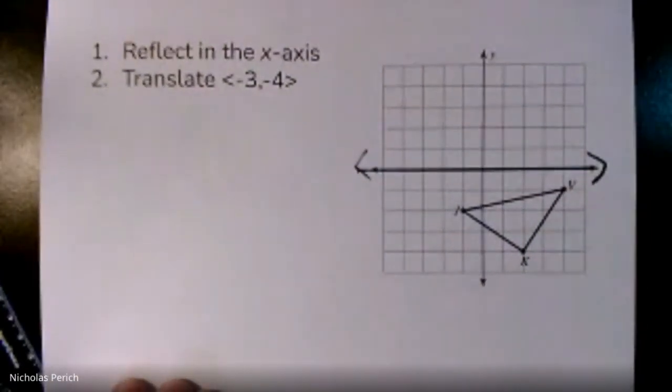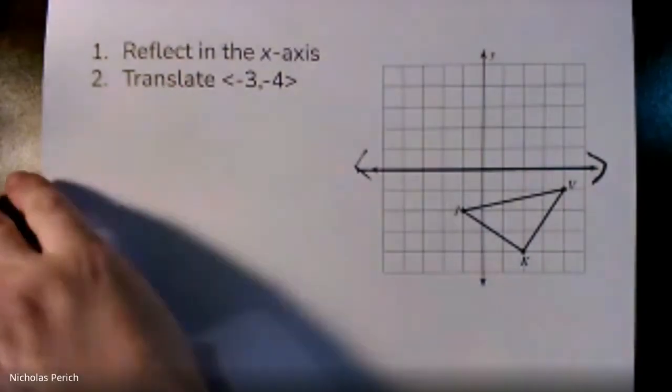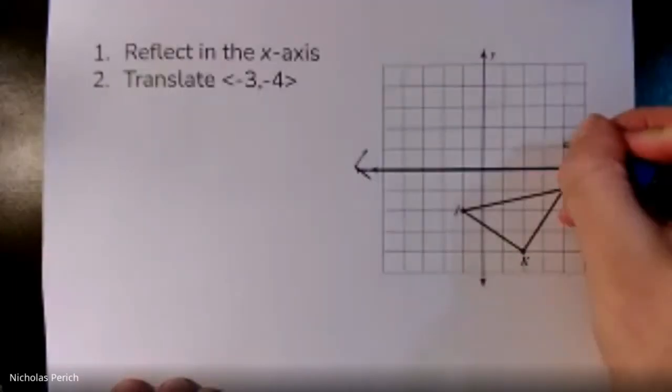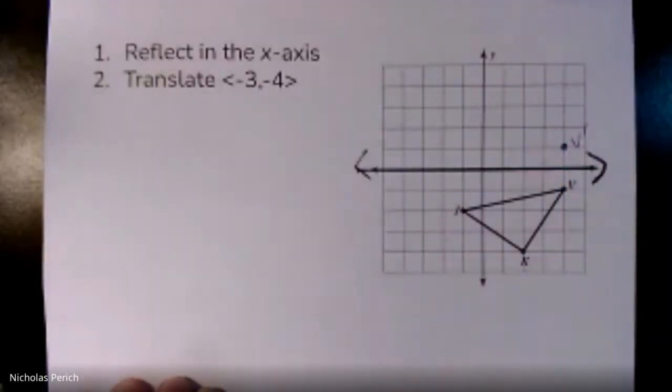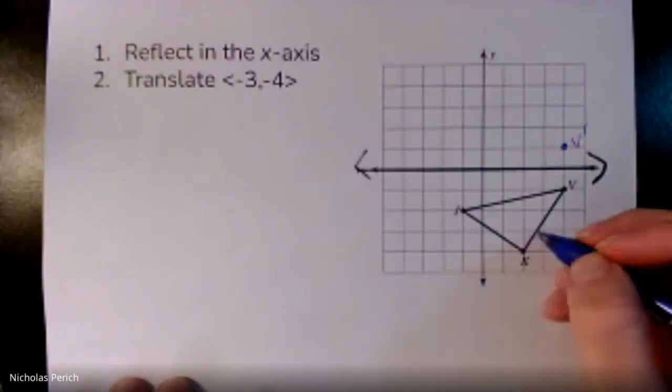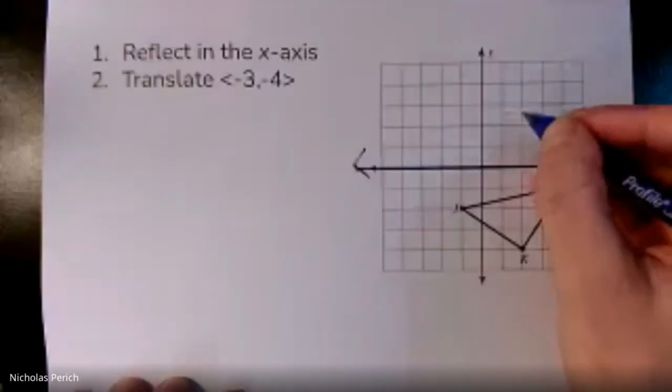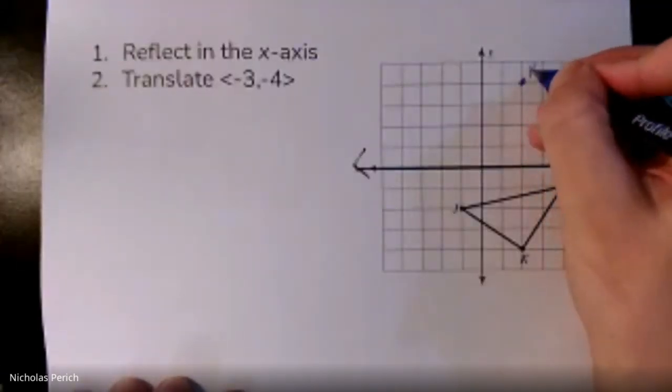Reflect in the x-axis, which means what was down must go up, which I heard of what goes up must come down, but this is the opposite. V prime is going to be there because it's 1 unit away. K prime, 1, 2, 3, 4. 1, 2, 3, 4, K prime.